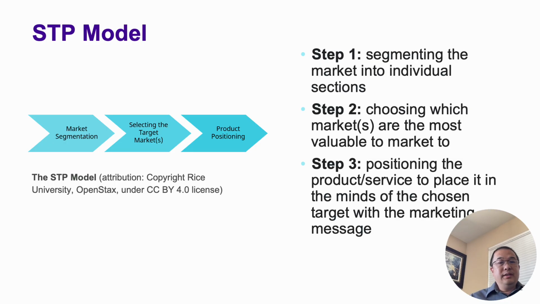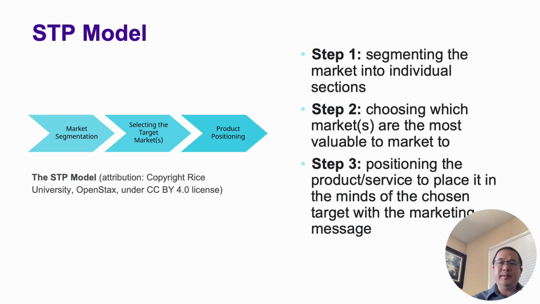Targeting. This is about choosing which markets are the most valuable to market to. So after creating market segments, the company decides which ones it wants to serve. So the purpose of this is to select the most attractive segments, focusing on marketing resources and increasing profitability. So for example, Tesla targets environmentally conscious consumers, technology enthusiasts, higher income buyers. Instead of marketing to everyone, Tesla focuses on customers most likely to buy electric vehicles.